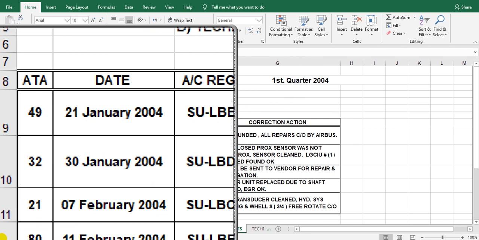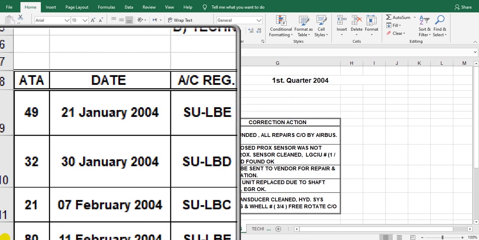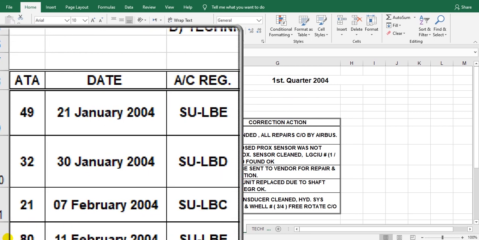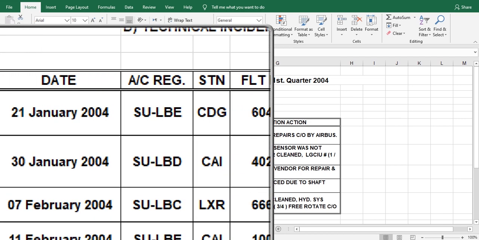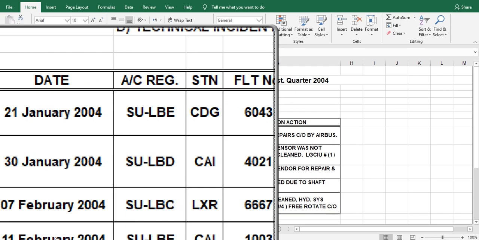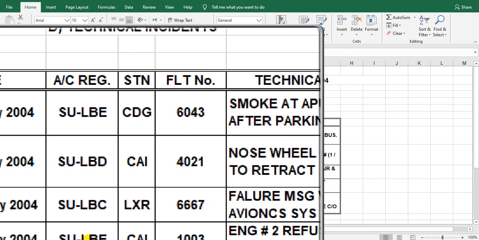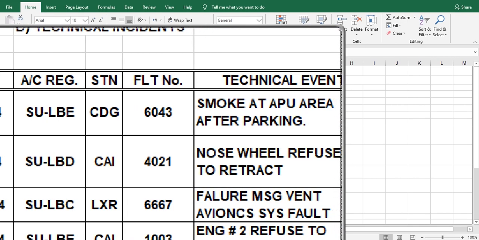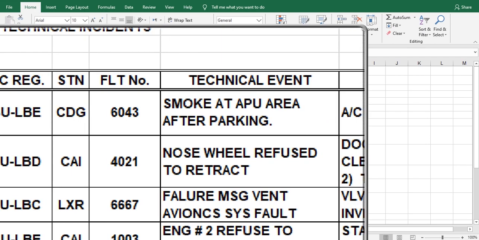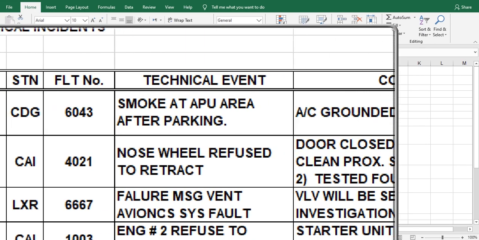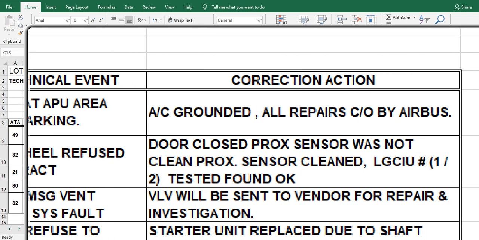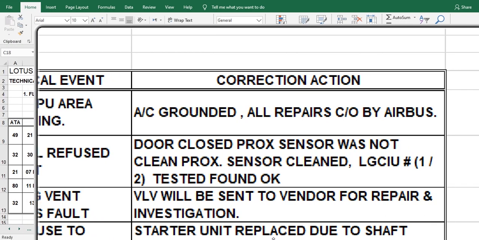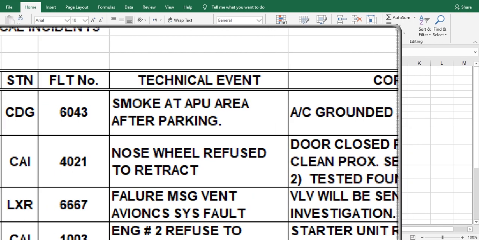The second event, chapter 32, landing gear. The date, this is the aircraft registration, the station is Cairo, the flight number 4021. Nose wheel refused to retract. Door closed, proximity sensor was not clean, proximity sensor cleaned. Okay, and so on.